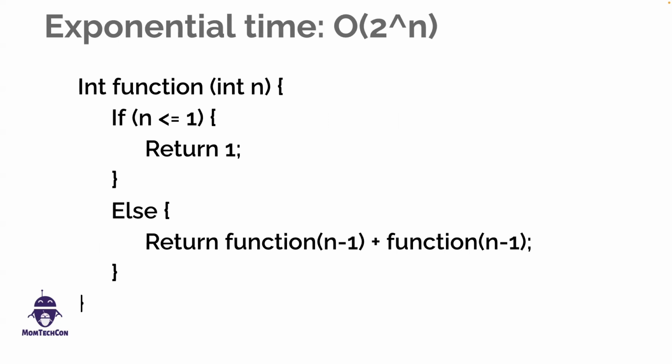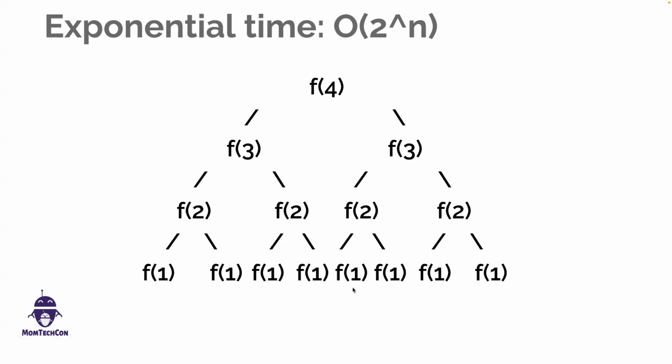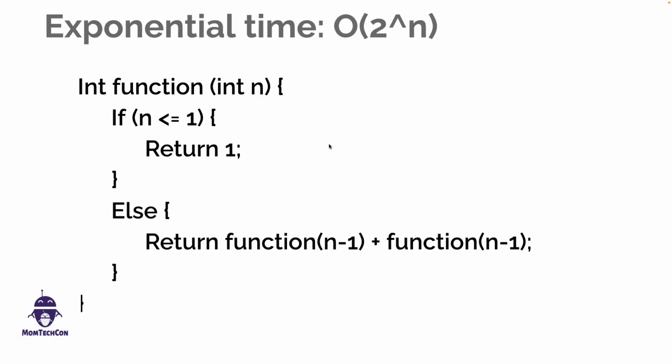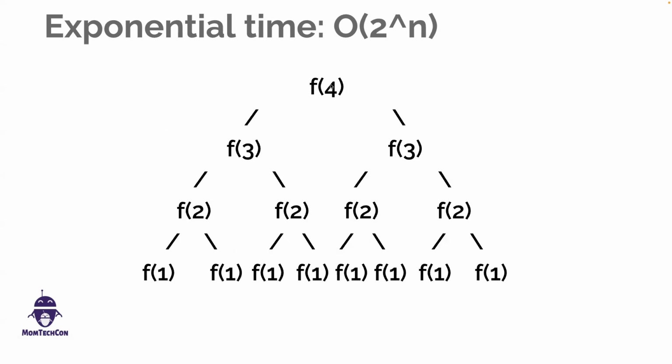Okay, now let's see the exponential time. 2 to the power n specifies a growth rate that doubles every time the input dataset is added. So to understand what is happening here, we are looking at this example. If n here is equal to 4, what we are going to do is that we are going to have 2 branches.